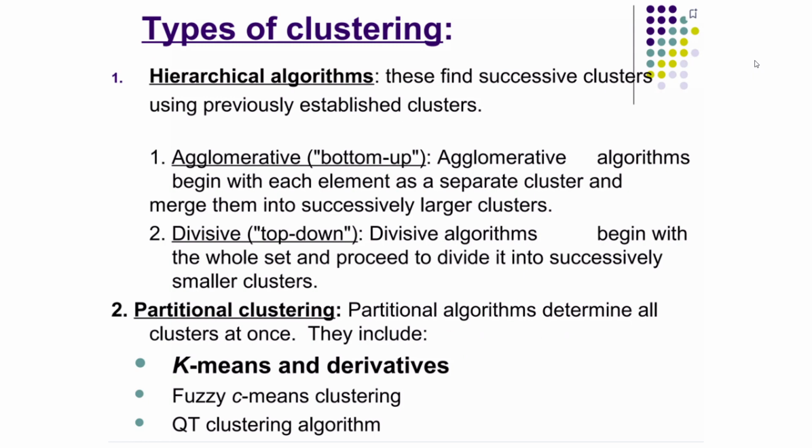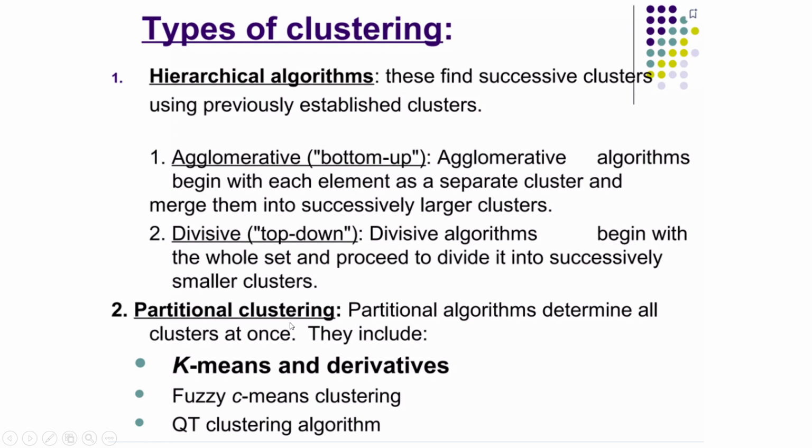Clustering can be solved using two types of algorithms, hierarchical algorithms and partitional clustering. Hierarchical algorithms are of two types. They are the top-down approach and the bottom-up approach. Bottom-up is also known as agglomerative. Here we begin with each element as a separate cluster and merge them into successively larger clusters. Top-down is the opposite of bottom-up. Here we begin with the whole data set and proceed to divide it into successively smaller clusters.